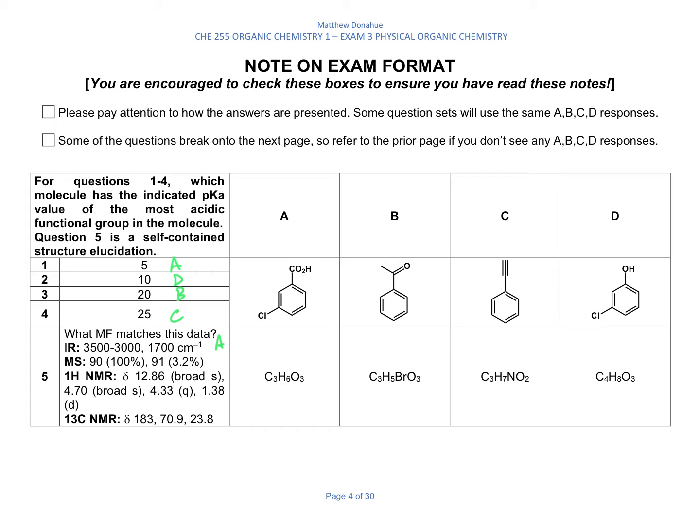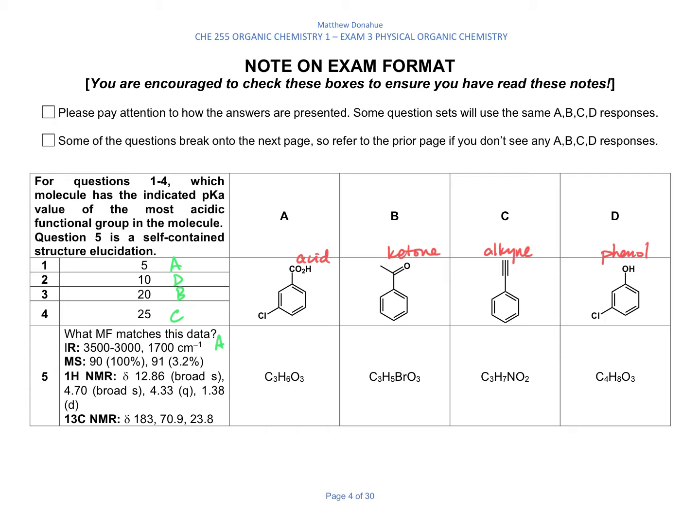So questions 1 through 4, you're given these pKa values, and then you're given responses A, B, C, and D. And so you're asked to match the most acidic functional group to the pKa value. So for question 1, the pKa value is 5. And so when we're scanning across these functional groups, we see we have an acid for A, a ketone for B, an alkyne for C, and then a phenolic alcohol for D.